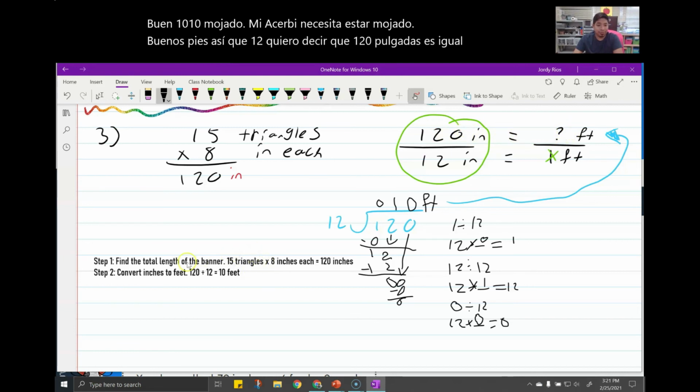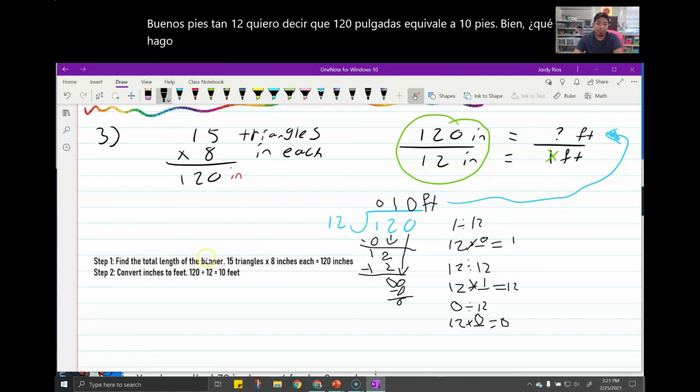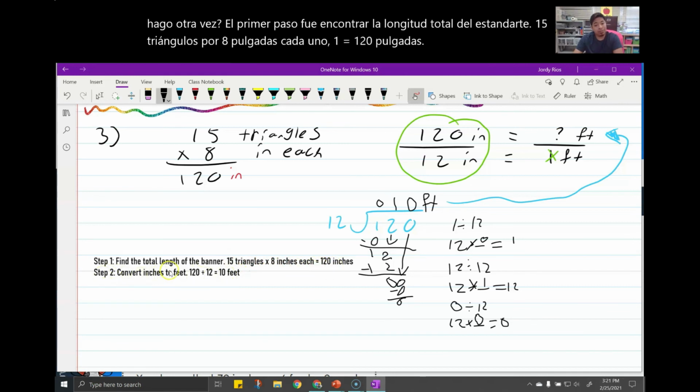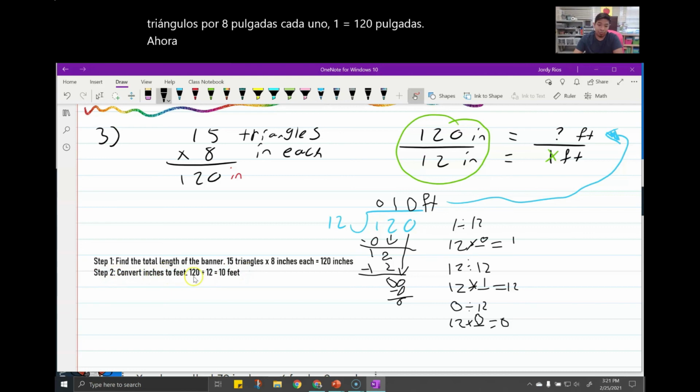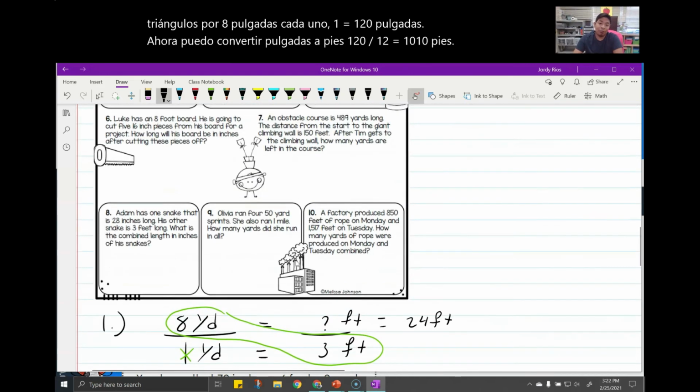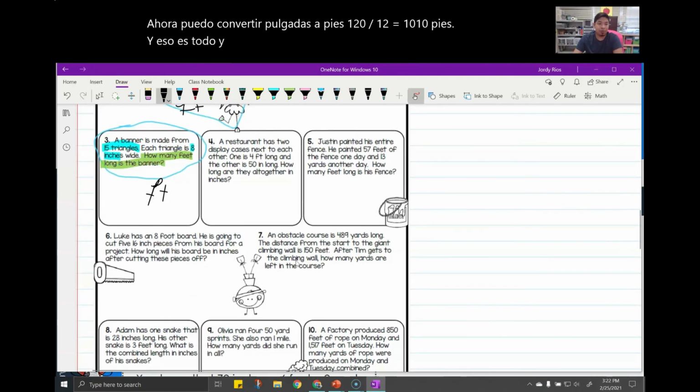Okay, so what did I do? Again, step 1 was to find the total length of the banner. 15 triangles times 8 inches, each one equals 120 inches. Now I can convert inches to feet. 120 divided by 12 equals 10 feet. And that's it. And we'll be doing the rest in class or on your own, okay?